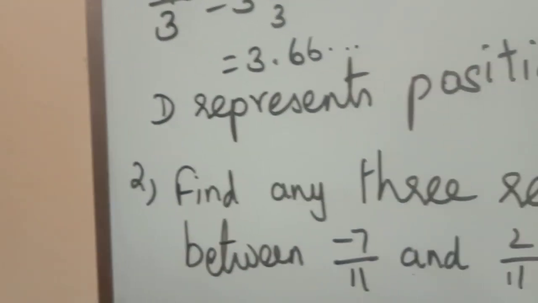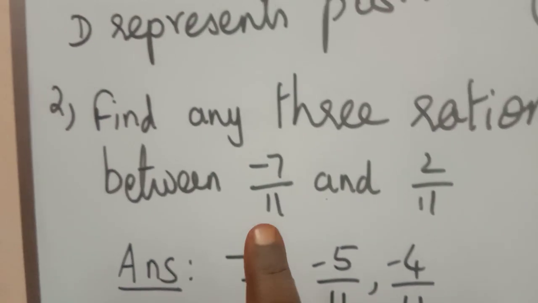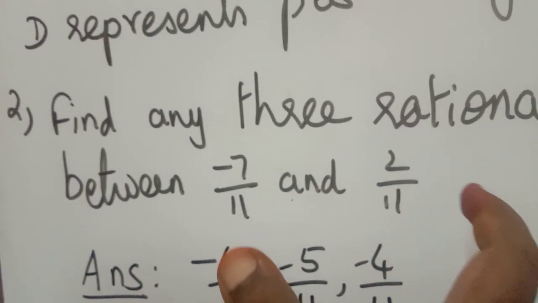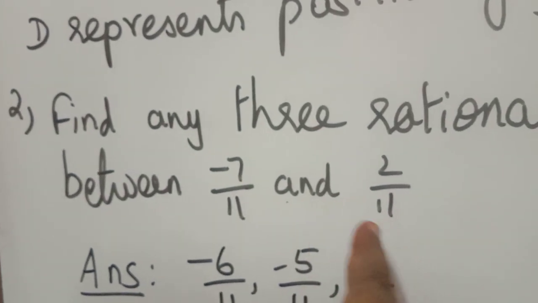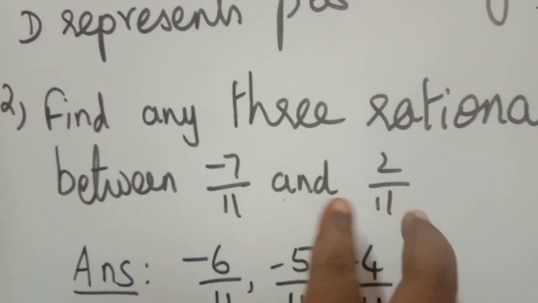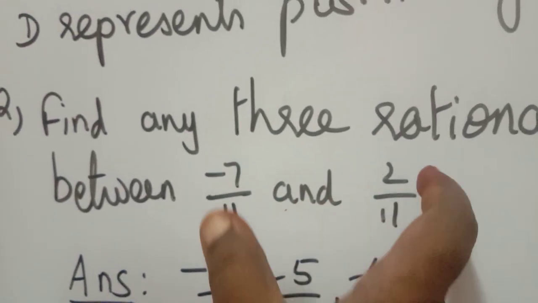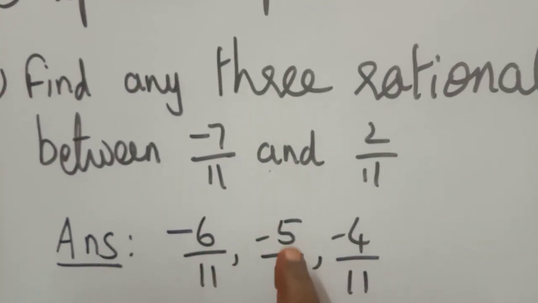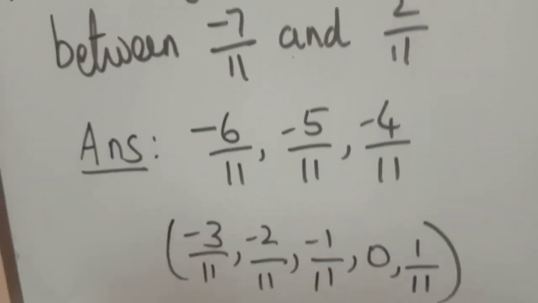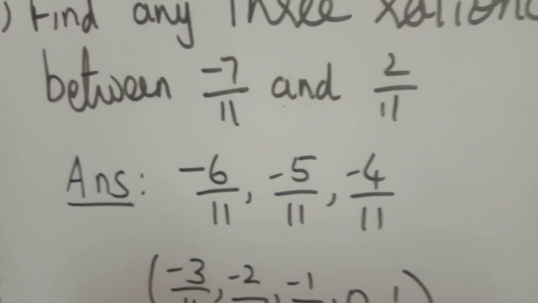Next, question number 2. Find any 3 rational numbers between minus 7 by 11 and 2 by 11. See the denominator first. Both are rational numbers, in the form of p by q. Now the denominators are the same, so we can write any 3 rational numbers between minus 7 and 2. See, minus 6 by 11, minus 5 by 11, minus 4 by 11, minus 3 by 11, minus 2 by 11. So any 3 numbers we can write.